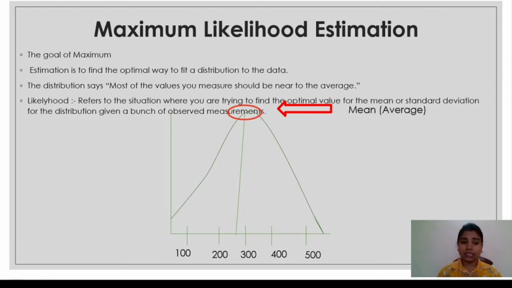So what the distribution says is most of the values you measure should be near your average. Here I have circled the average, and we will consider it as 250, that is, we consider the mean average as 250. All the values given in the data should be distributed near the average. So 100, 200, 300, 400 and 500 are nearly close to the mean, that is 250. So that 250 number is nothing but the likelihood.